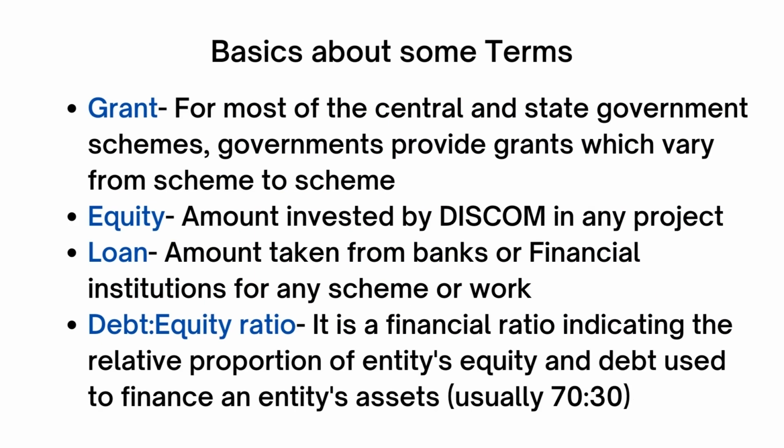Before we go forward, we will understand some basic terms, which are grant. For most of the central and state government schemes, governments provide grants which vary from scheme to scheme. Equity is amount invested by distribution company in any project. Loan is amount taken from banks or financial institutions for any scheme or work. Debt-equity ratio is a financial ratio indicating the relative proportion of entities' equity and debt used to finance an entity's assets. Usually, it is ratio of 70:30.